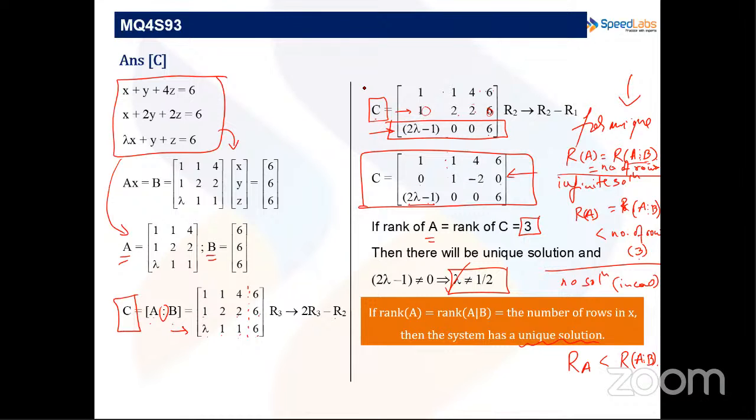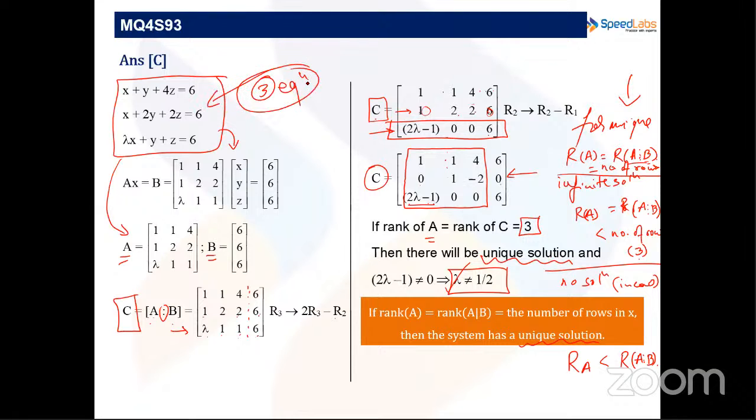Okay. Now for unique solution, what is the condition for unique solution? Rank of A. What is A? This whole part is our A. So rank of A should be equal to the number of rows and rank of C should be equal to the number of rows. How many rows are we having? 3 rows, or we can say 3 equations. That is the number of equations.